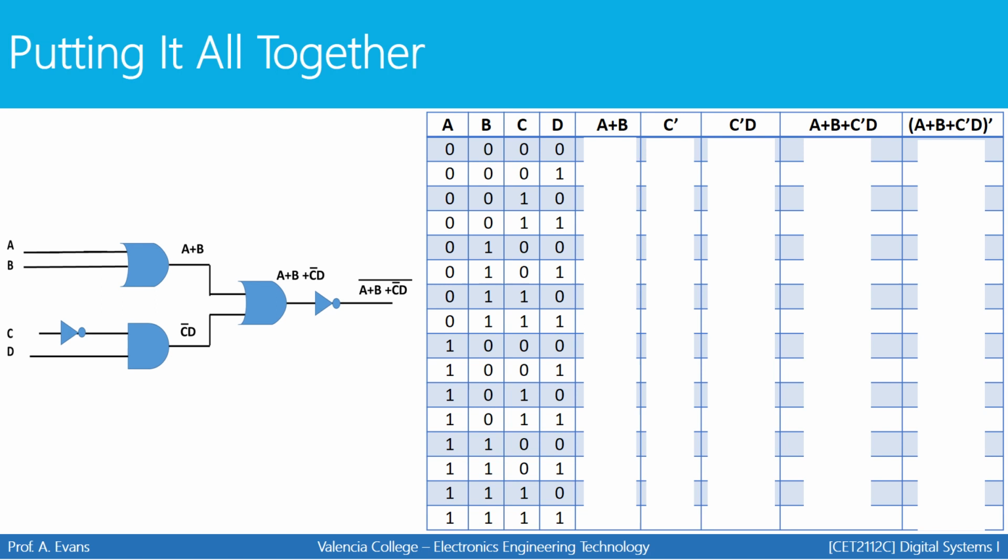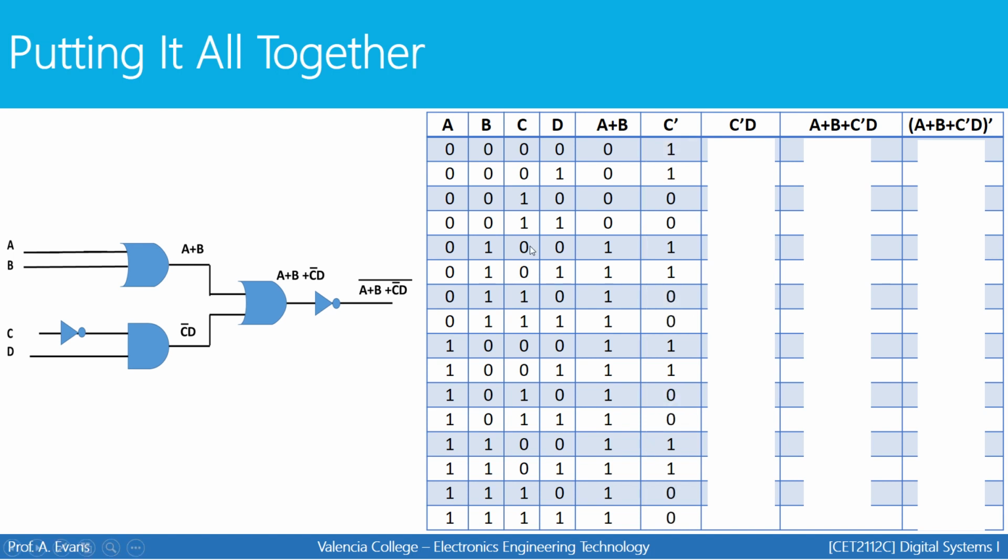And then you have 1 column for each gate. Here's the output of the OR gate, where A and B go into an OR gate. So as long as at least one of these is high, the output is high. Next, you have an inverter for input C. So I'm going to take the columns for input C and invert it. Instead of 2 zeros, 2 ones, I'm going to have 2 ones, 2 zeros all the way down.